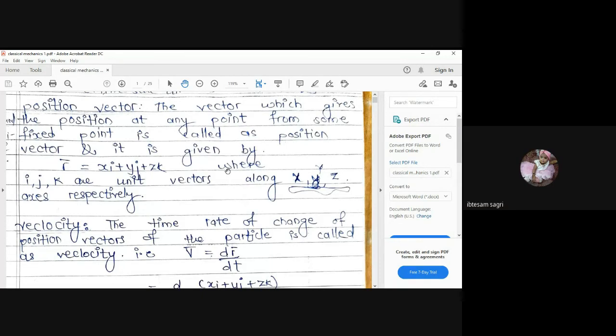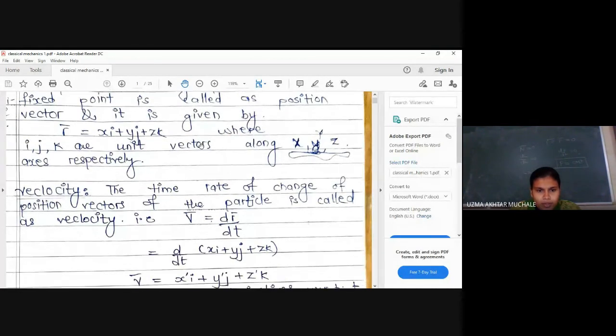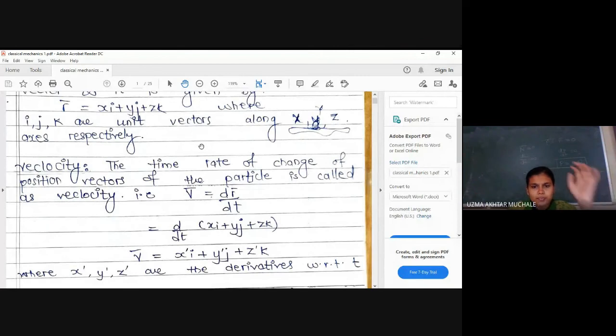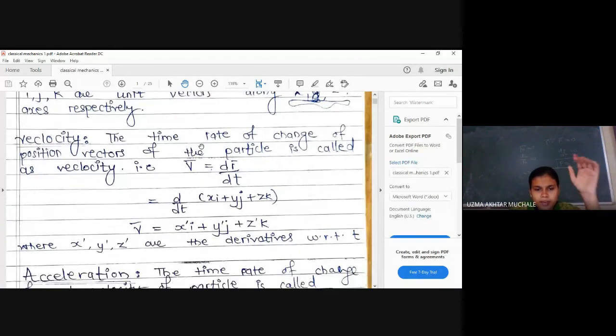Now it is visible, ma'am. Okay. So the vector which gives the position of any point from some fixed point is called a position vector. That we have written here. This is the definition of velocity. The time rate of change of a position vector is nothing but the velocity. Differentiate every term and you will get the velocity.